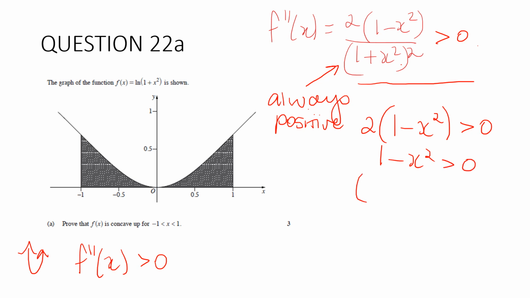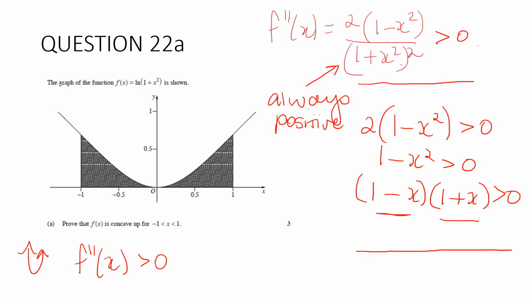Let's factorize. We've got 1 minus x, 1 plus x. And I'm just going to draw a simple sign diagram. Our critical points are our zeros. So what makes 0 here? What makes 0 here? Which is 1 and negative 1. And let's test some points. I always start by testing 0. I'm going into here. 1 take away 0 is 1. Is 1 greater than 0? Yes, it is.